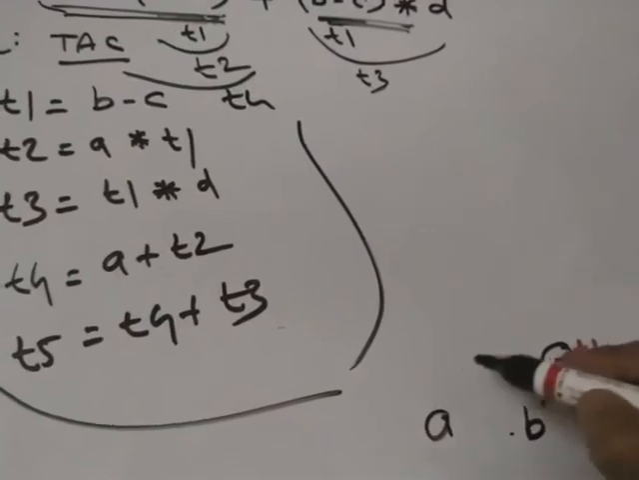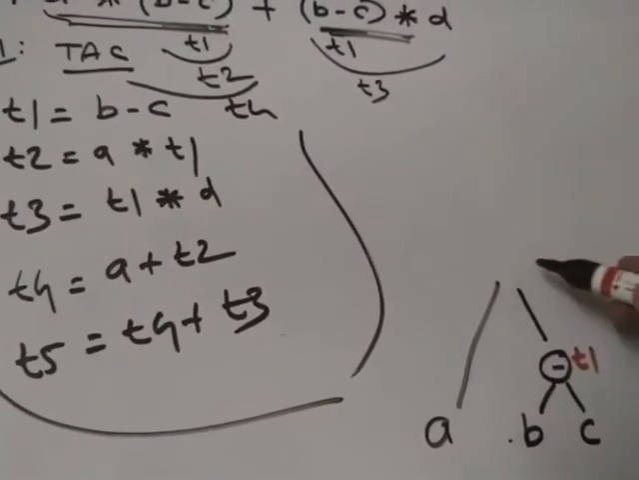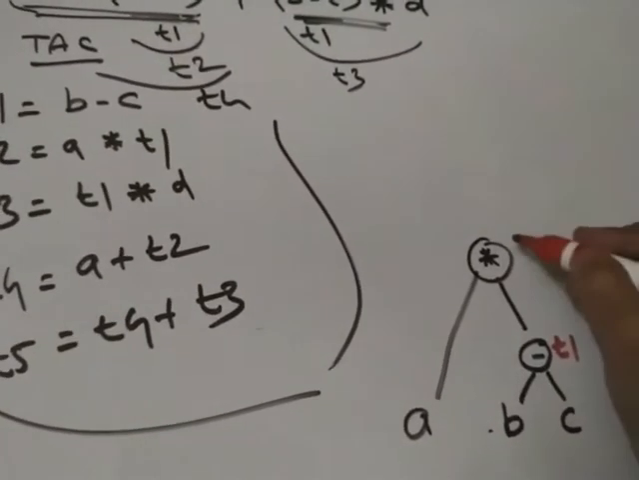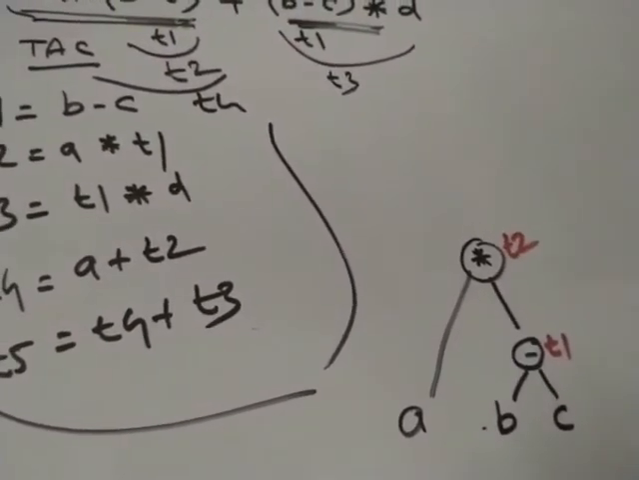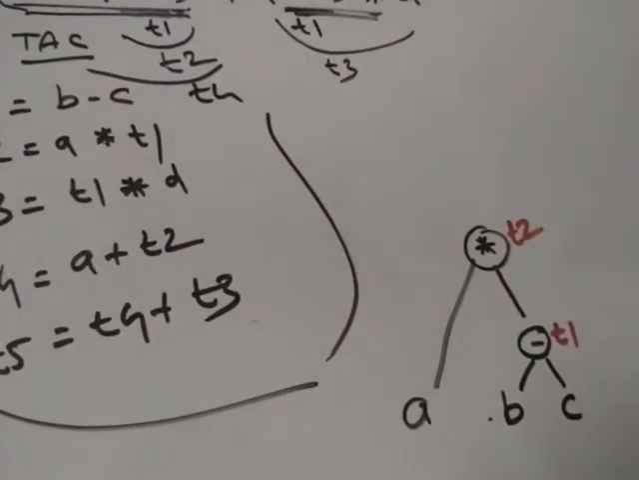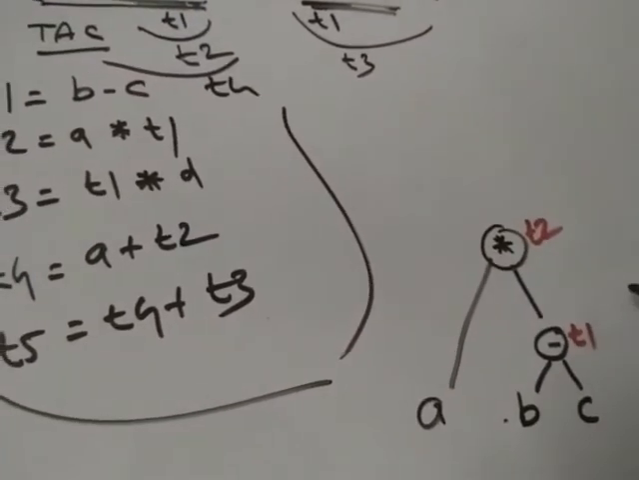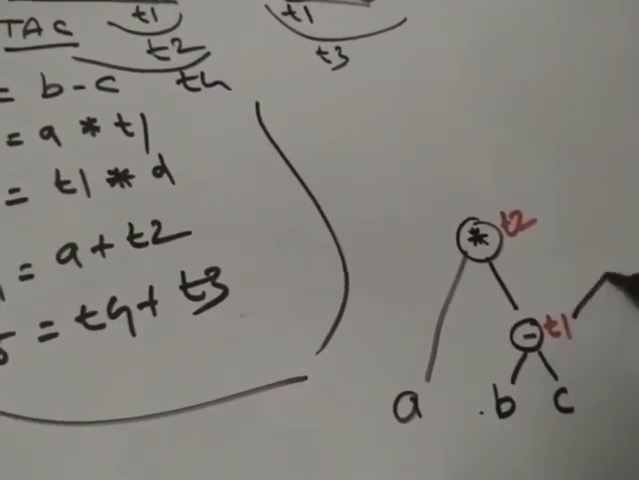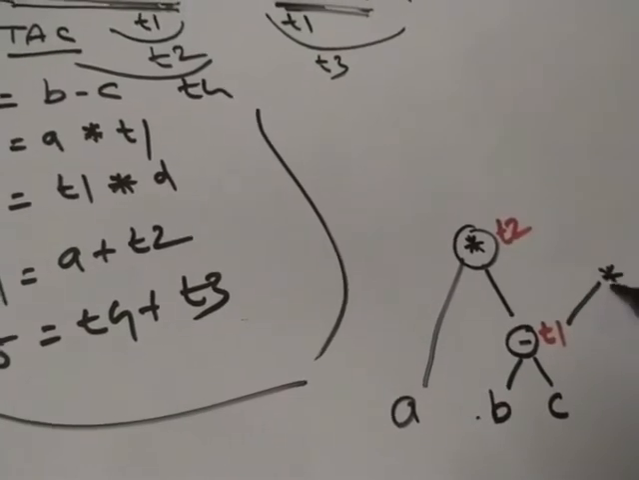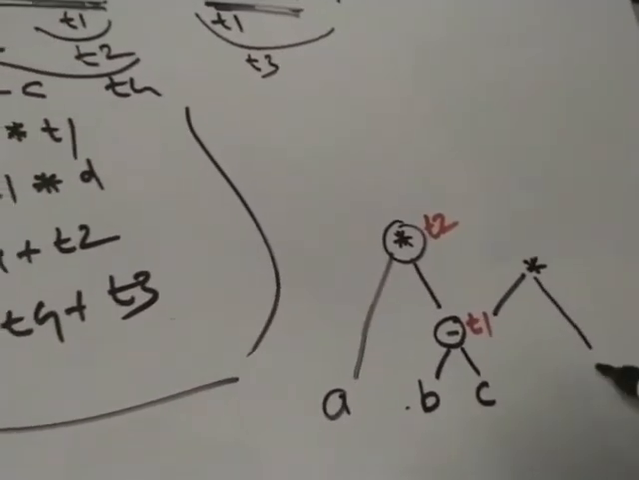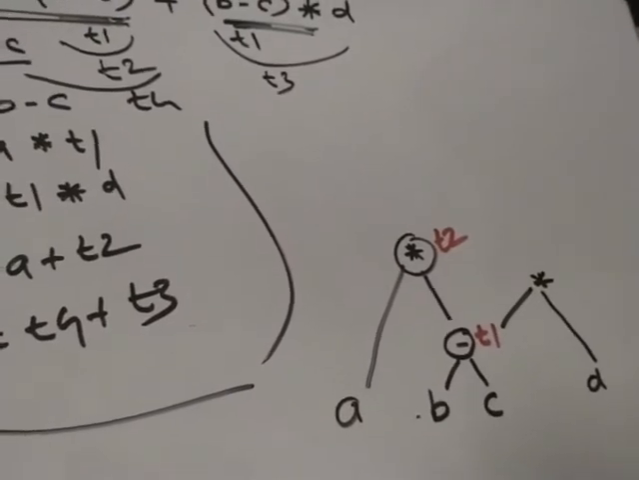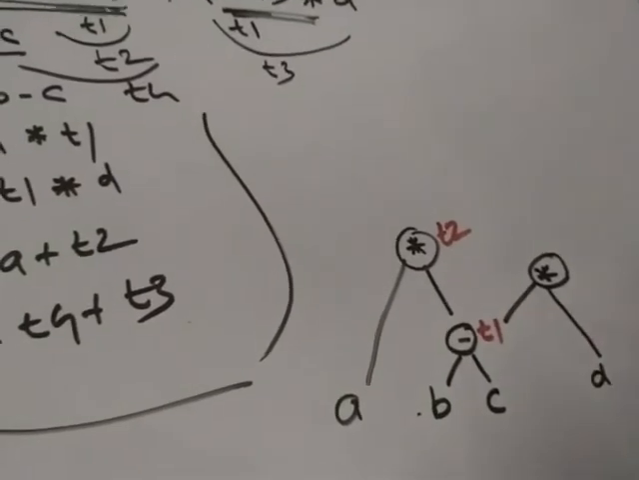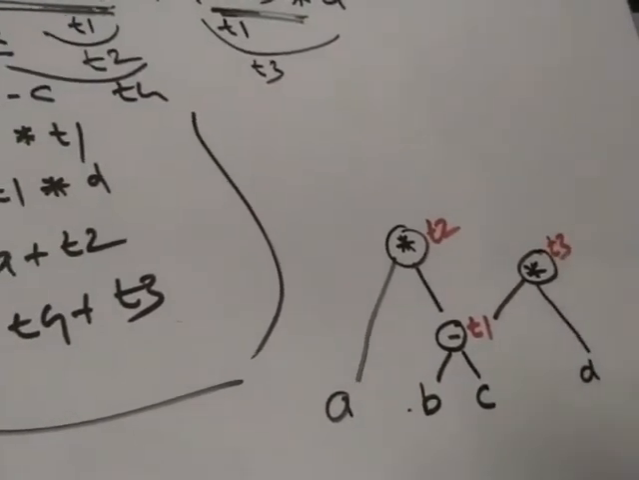So I will write A over here and combine this with multiplication. The multiplication node will be named T2. Next we will have T3 as T1 into D. So T1 multiplied by D I am going to create, and this multiplication node will be called T3. So just name it T3.